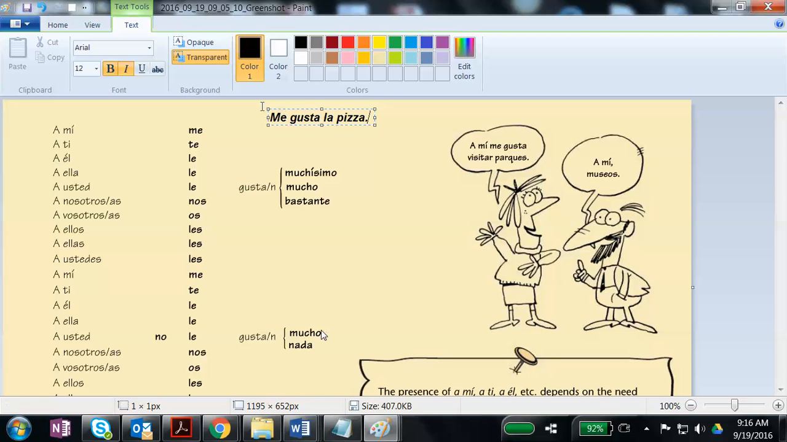Pizza is pleasing to me. And so the person to whom these things are pleasing is going to be represented by the indirect object pronoun. And these prepositional pronouns often correspond to the indirect object pronoun.